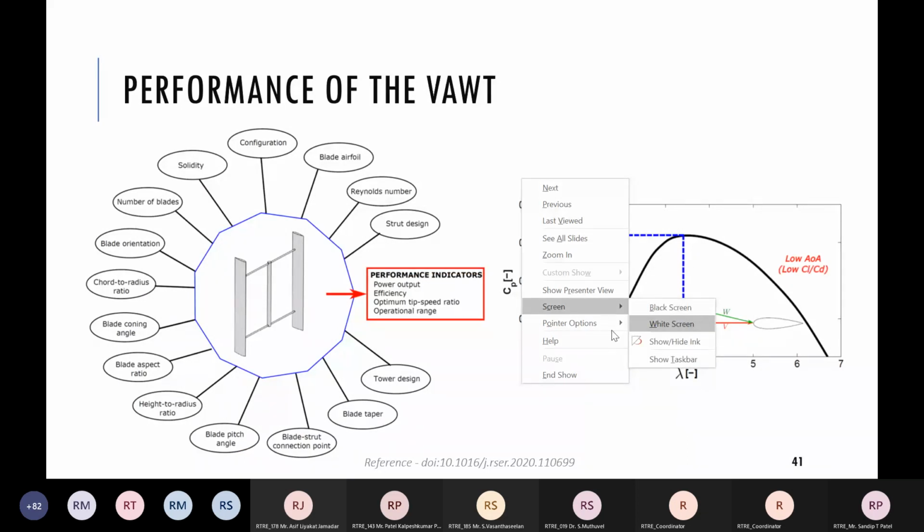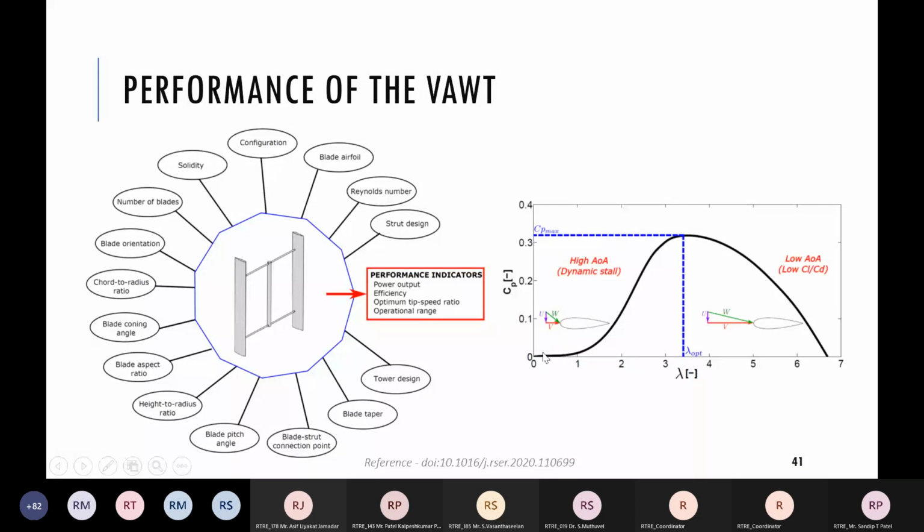So if we measure or calculate CP for different tip speed ratios, the graph would be something like this.